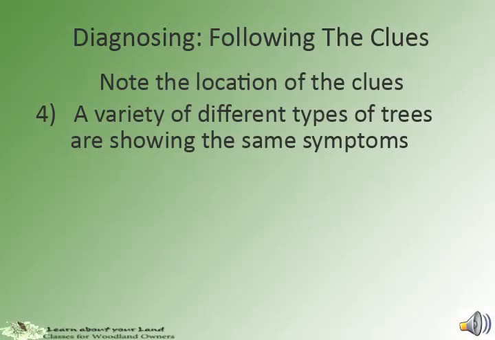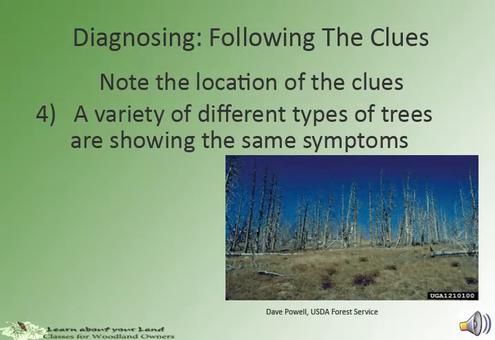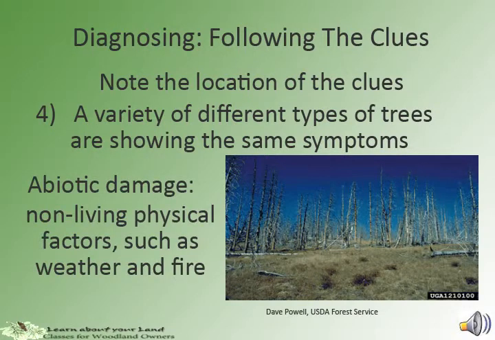As we mentioned earlier, many insects and diseases target specific trees. If you are seeing many different types of trees dying in the same area at the same time, you are most likely dealing with an abiotic, or non-living, factor. Drought is an example of an abiotic factor.